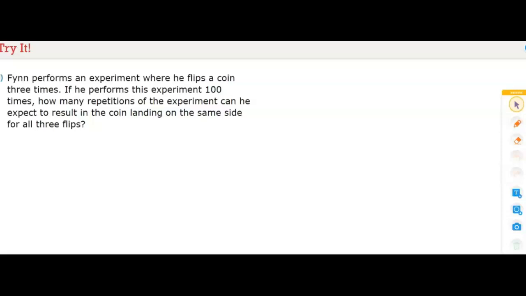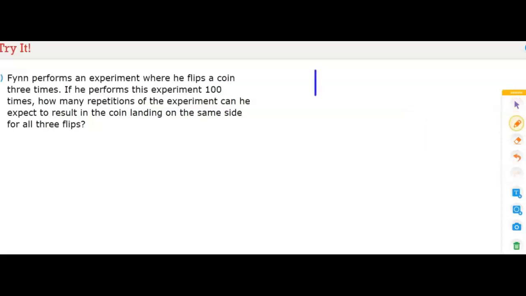So the example showed us how to use a table and do cross multiplication. For this particular one, I'm going to show what example 1 talked about with using the tree diagram, and that's what I'm going to show you how to do for this particular problem.